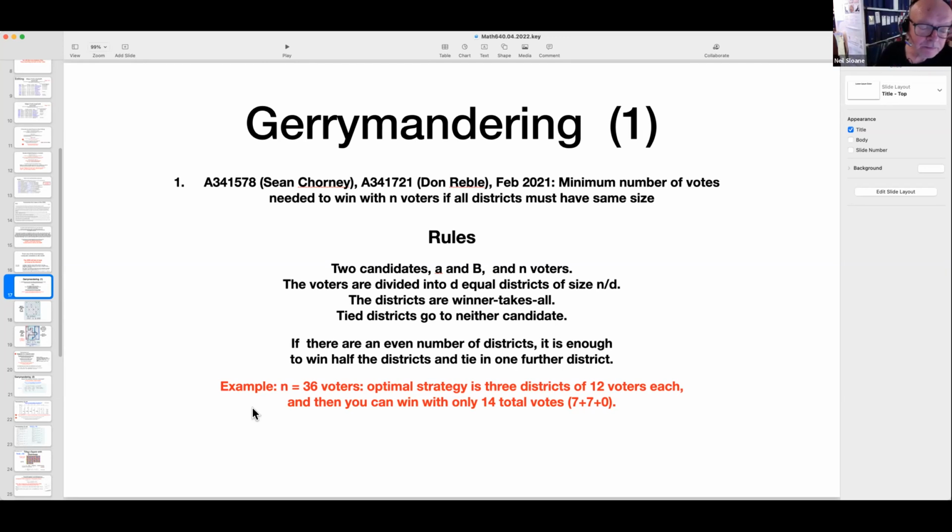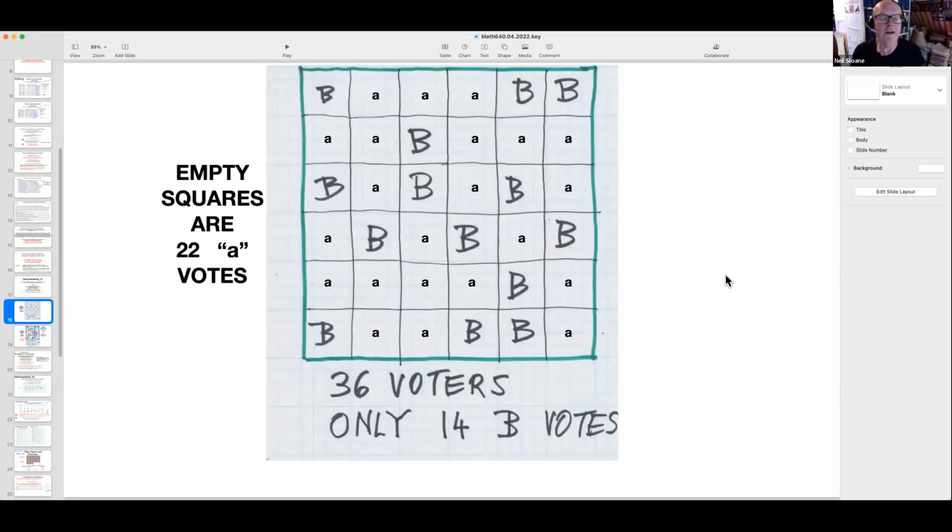So here's an example. Suppose we have 36 voters, and we are allowed to draw the districts ourselves. I mean, we meaning we're the B candidate. The B candidate is going to draw the districts, and he doesn't have many votes. He's quite unpopular, but he wants to make sure he wins. So let's say that we have the 36 voters. The voters are in a 6x6 grid, and we only have 14 votes out of the 36. We're not that popular. But we get to draw the districts, and we're going to win because we can draw the districts in such a way.